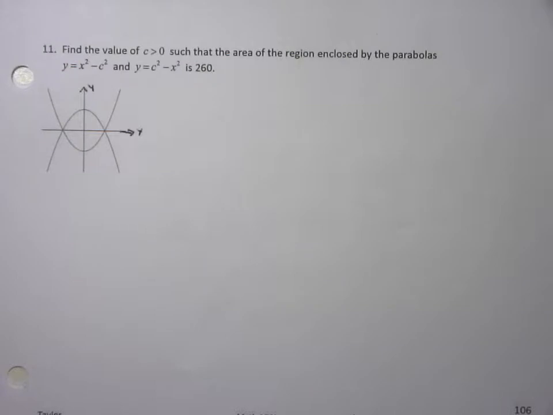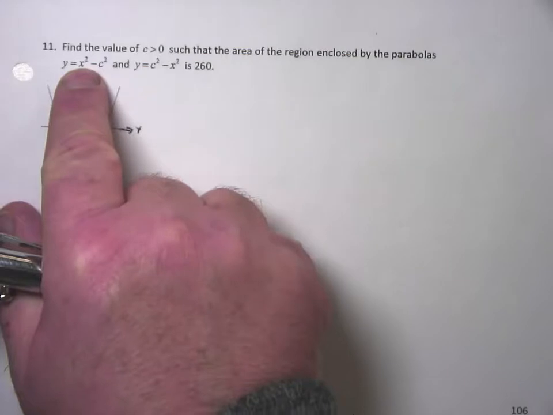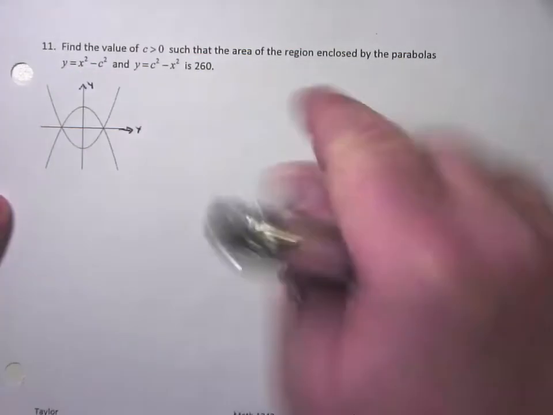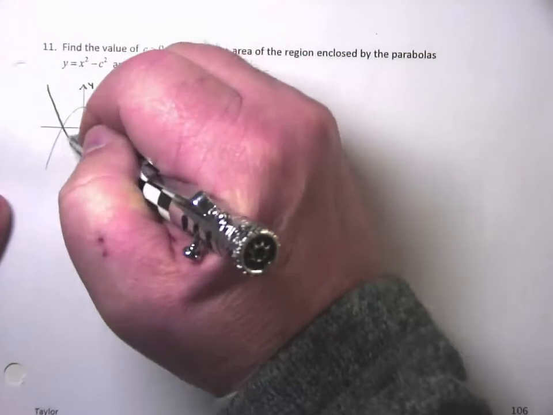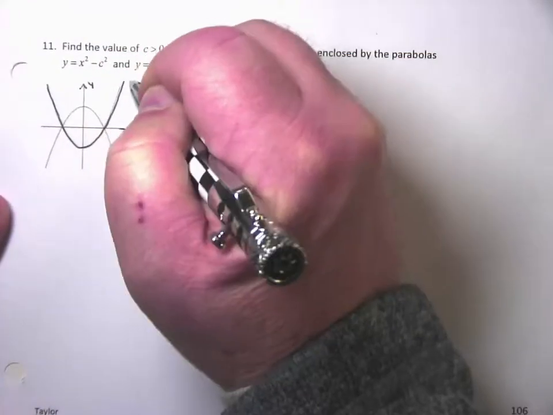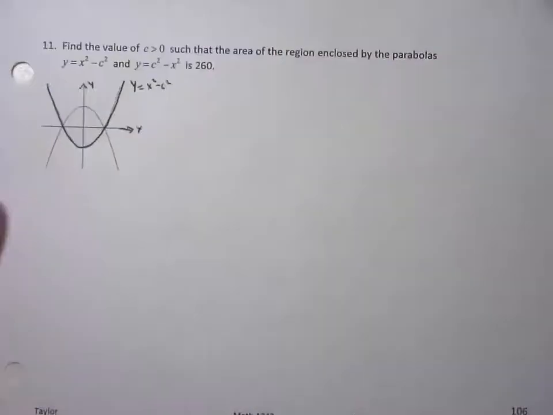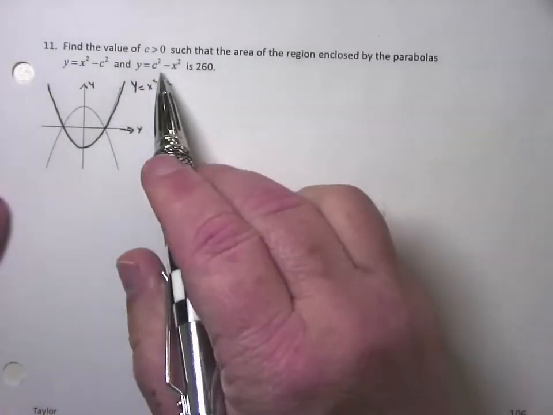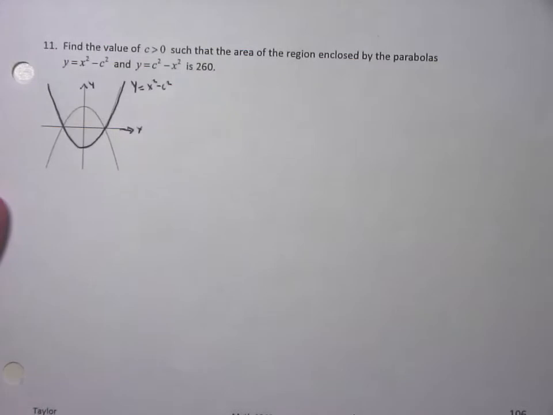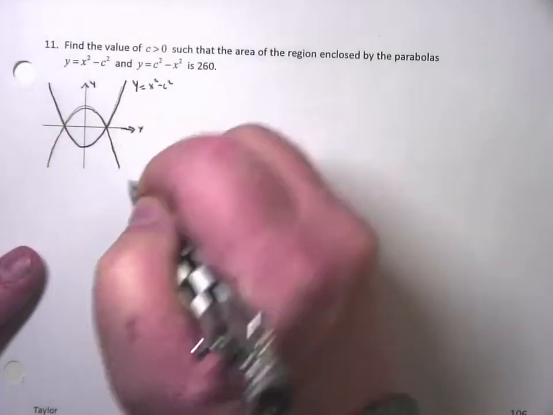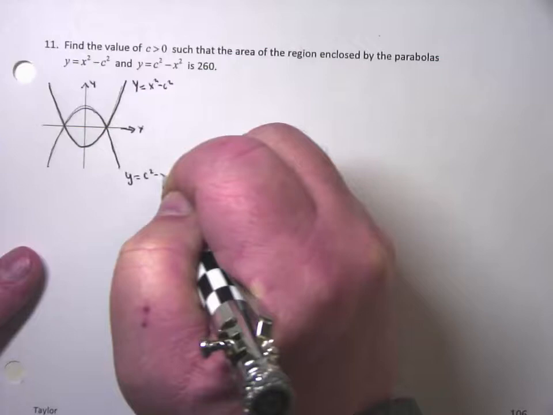Well, this x squared is positive, and a positive x squared graph looks like what? U-shaped looking one. So this guy right here must be the equation y equals x squared minus c squared. The other equation is y equals c squared minus x squared. The negative in front of the x squared flips the x squared graph upside down. So this is the equation of y equals c squared minus x squared.